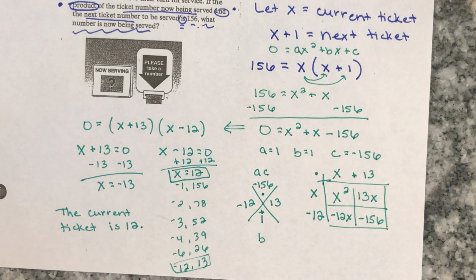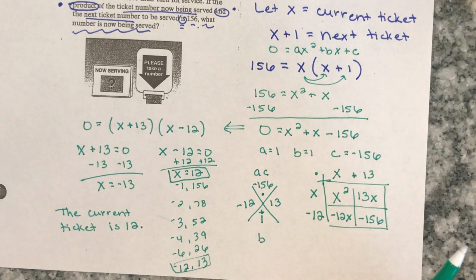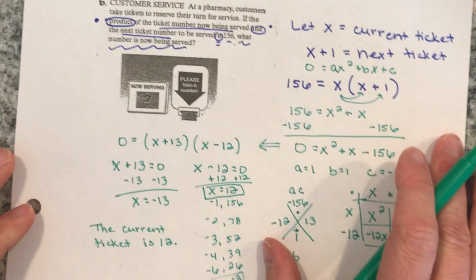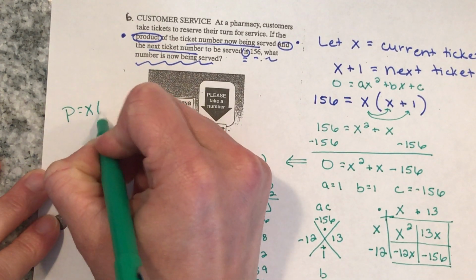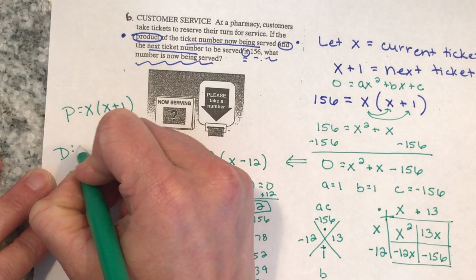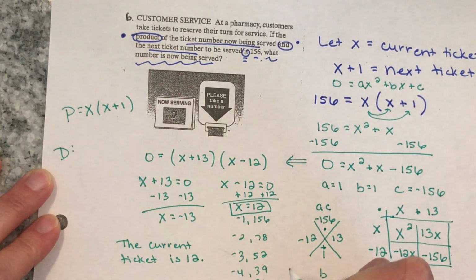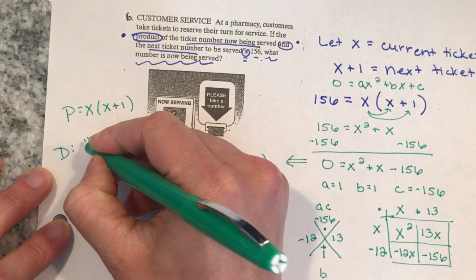Okay, the last thing we have to do then is come up with the domain. In this case, we're not starting from a function, so we don't actually have a domain. But I guess if we want to think about this as a function, we're talking about the product of a number and the next number. So our domain would be all real numbers. You could use any number you wanted for x and be able to find its next number and multiply them together. So our domain is all real numbers in this case.